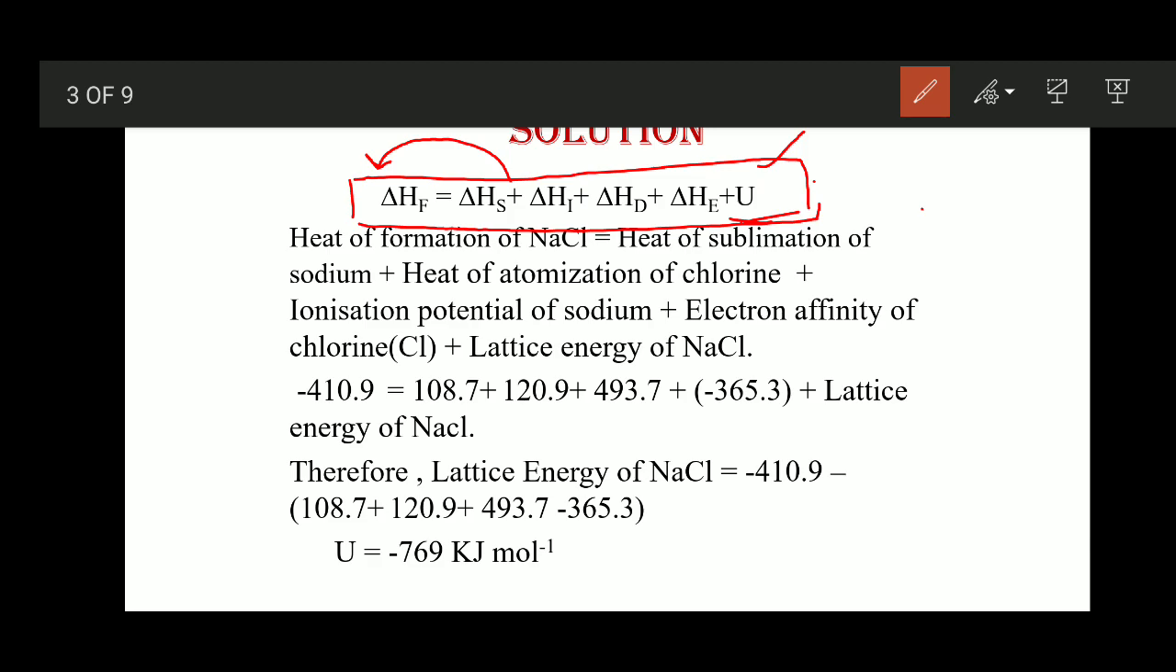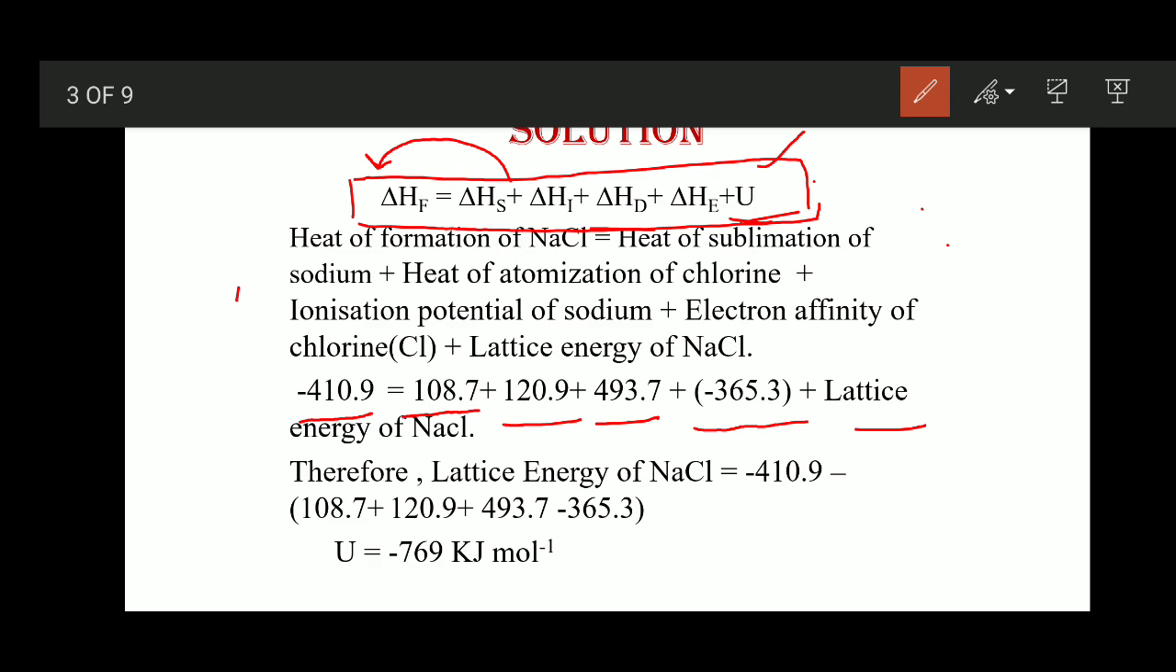So first we put the values in this. What is delta H of formation? Delta H of formation is minus 410.9, that is given in the numerical, and delta HS, that is the heat of sublimation, is 108.7. Delta HI, that is the ionization energy, is 493.7, delta HD is 120.9, and delta HE is minus 365.3, and U is the lattice energy that we have to calculate.